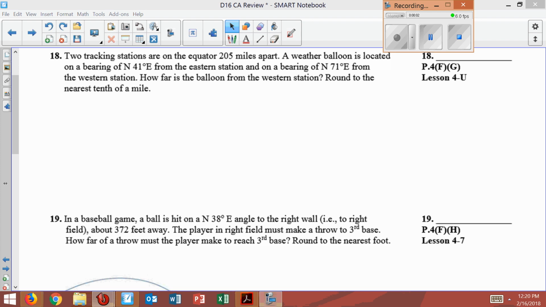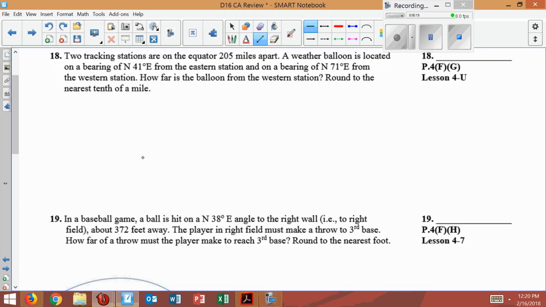Number 18. Two tracking stations are on the equator 205 miles apart. A weather balloon is located on a bearing of north 41 degrees east from the eastern station and on a bearing of north 71 degrees east from the western station. How far is the balloon from the western station? Round your answer to the nearest tenth of a mile.